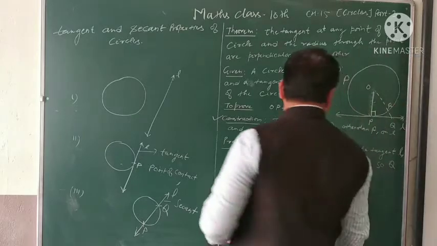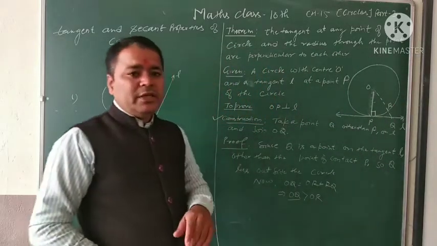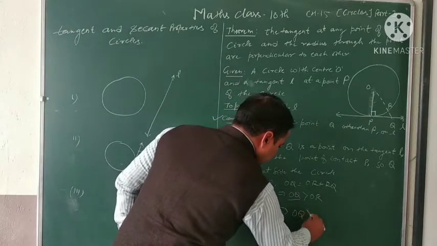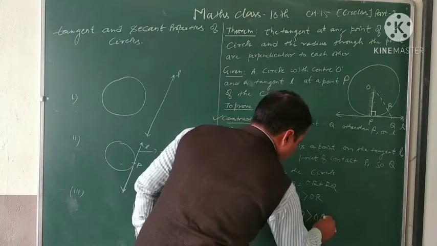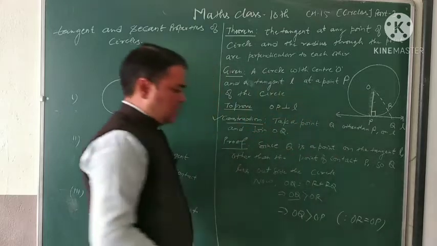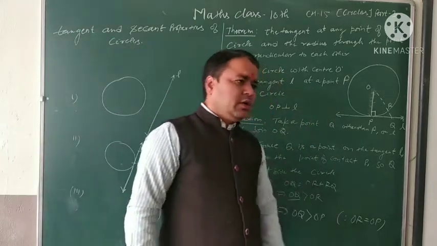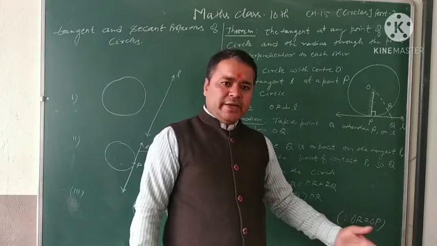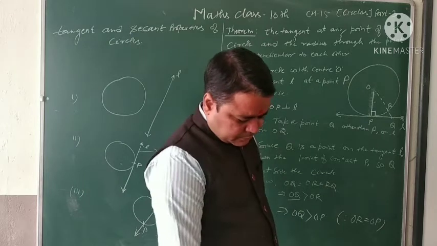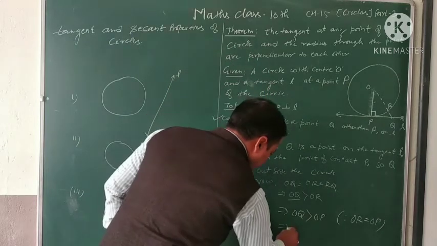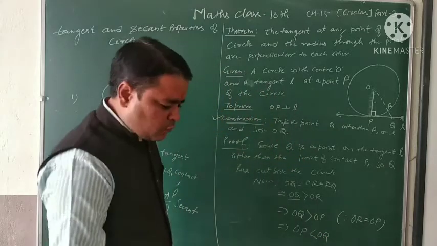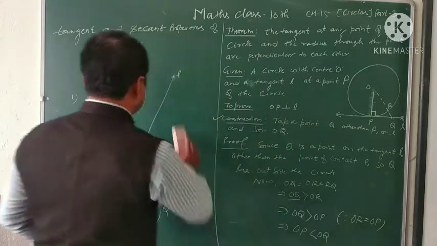But we know that OR and OP are the radii of the same circle. Then we can see here OQ is greater than OP. Why? Since OR is equal to OP. We can explain more, because OP and OR are the radii of the same circle. So in this way, we can also write that the value of OP is less than OQ.